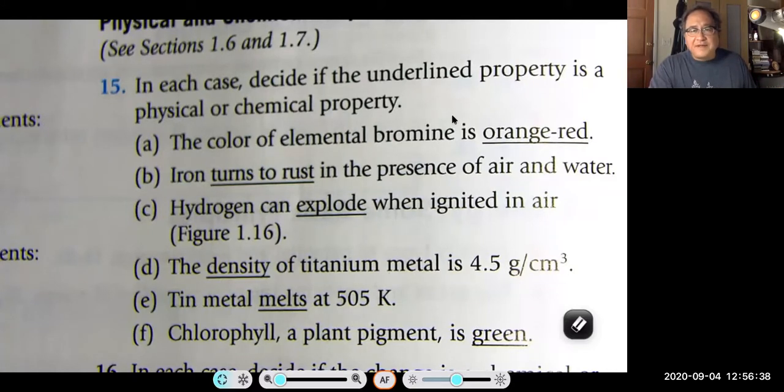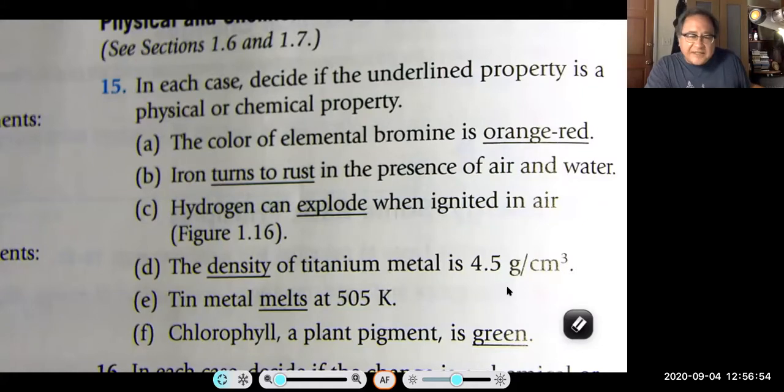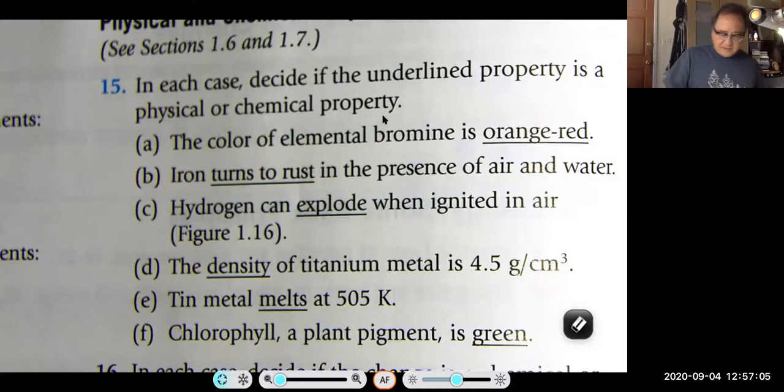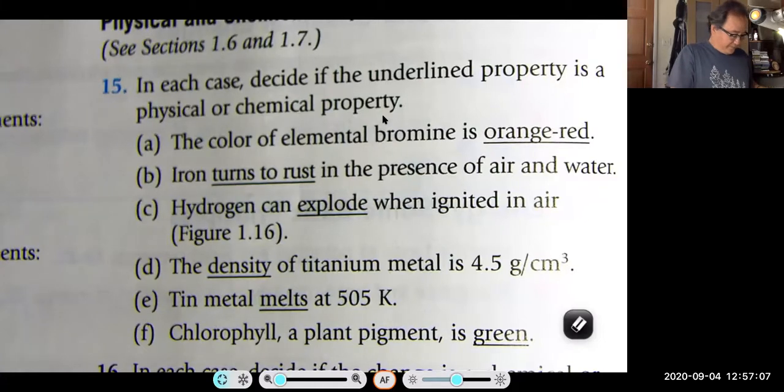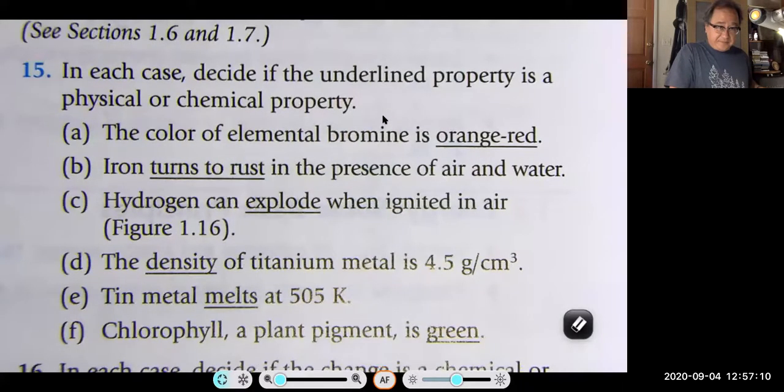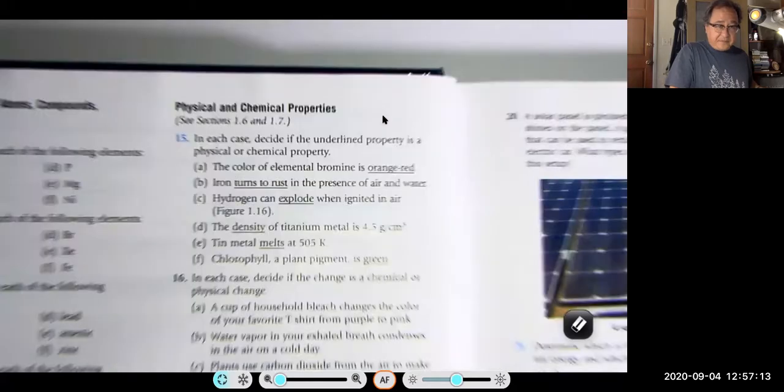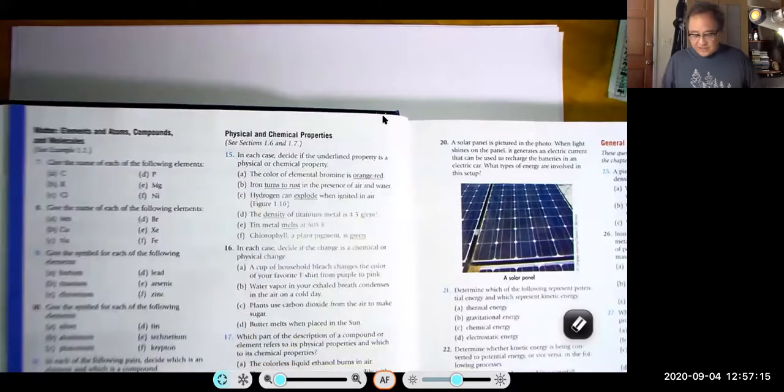Okay. How about the density of titanium metal is 4.5 grams per centimeter cubed. Physical property or chemical? Well, you don't have to change the titanium into something else to get its density, so I think it's physical. And it is physical. All right. We're going to move on. So I'm going to zoom out here. I want to get to some more calculation type problems.